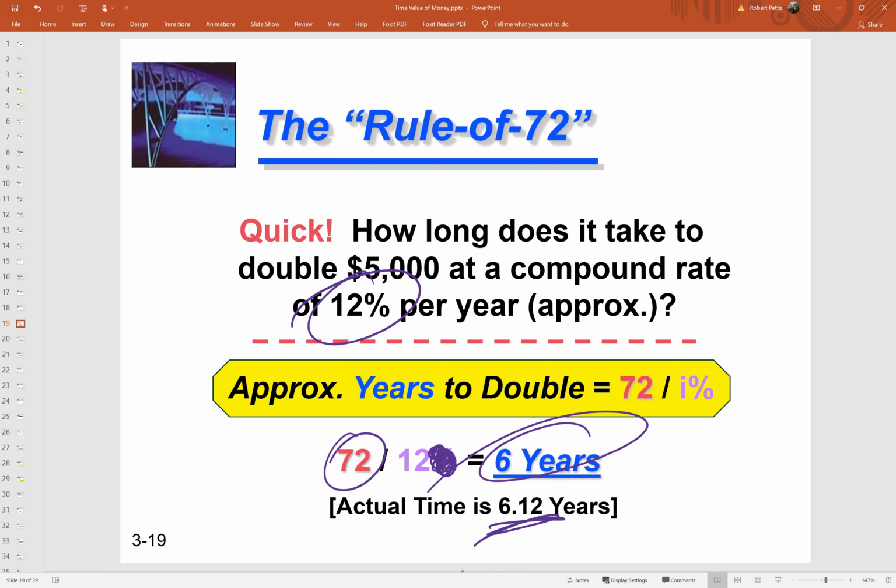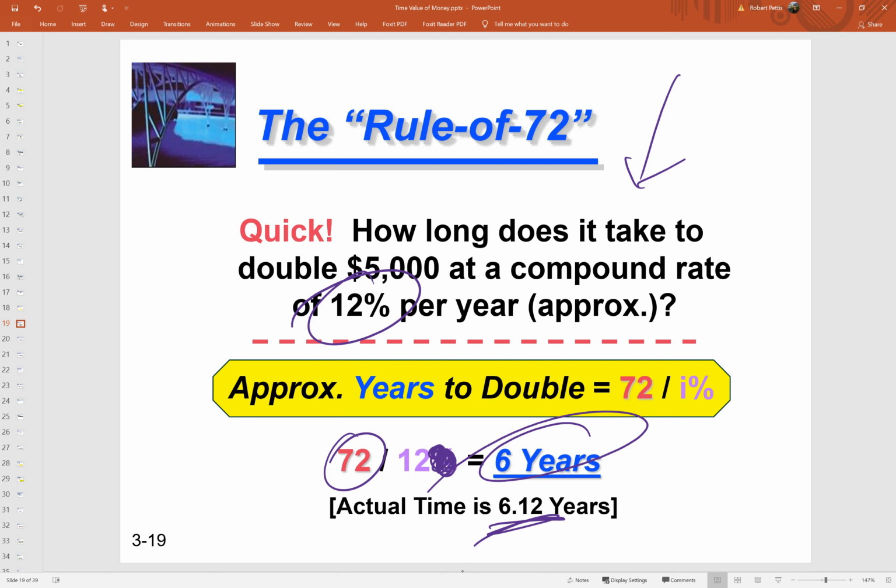Well, the actual amount it would take would be 6.12 years. So that is a pretty good approximation for something we can do in our head. So you can use that as a party trick if you want. But we'll definitely have some homework questions and exam questions that have some kind of creative ways to do this.